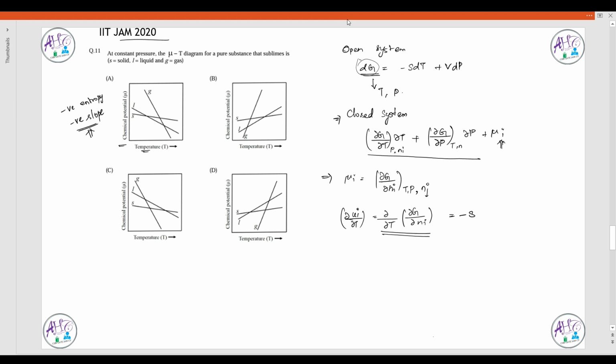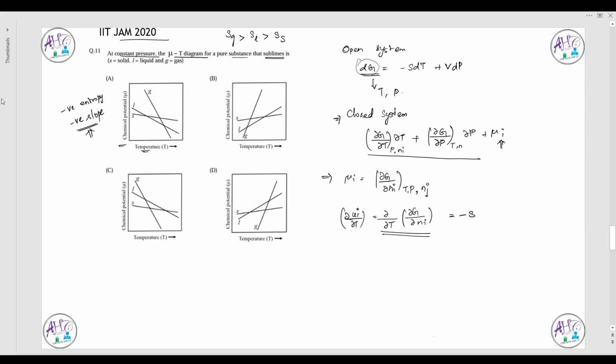Now what have they asked in the question? At constant pressure, the μ–T chemical potential and temperature diagram for a pure substance that sublimes. You know that entropy for gas is more than entropy for liquid, which is more than entropy for solid. Chemical potential and temperature are related to the entropy value, that too negative entropy, so there must be negative slopes. In option A, look, all of them are negative graphs.